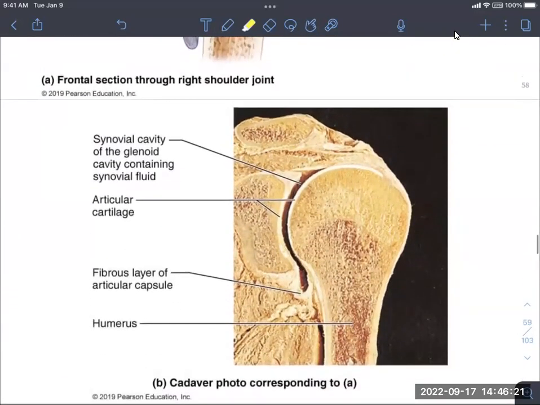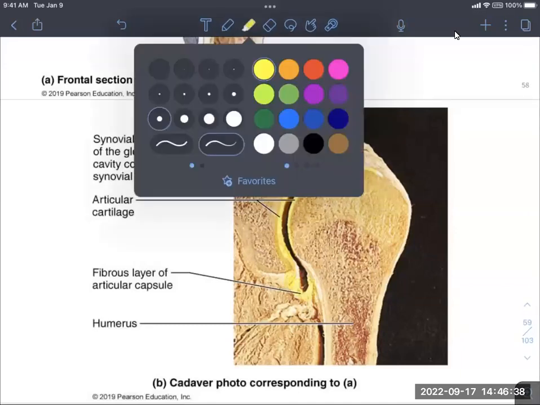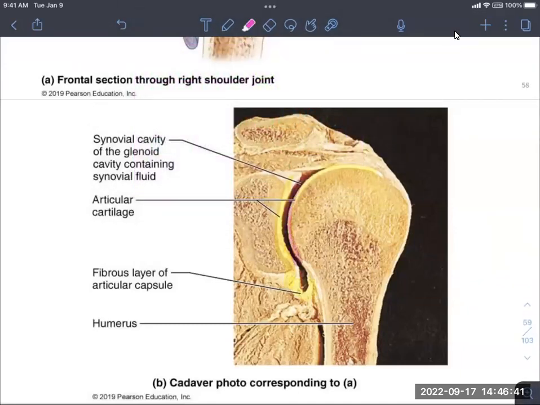Here is a cadaver photo of a shoulder. You see the articular cartilage on each of the two bones here. You see that articular capsule, and you can even see the space in here that could contain synovial fluid. It won't in a cadaver, but it will in a live person.